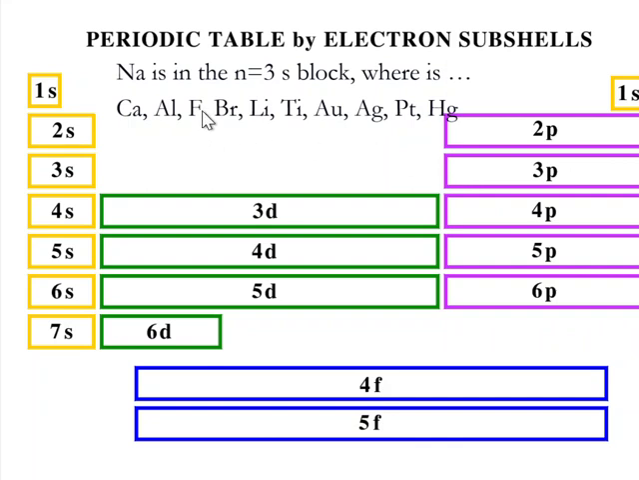How about fluorine? Where's fluorine at? If we look on the periodic chart of the elements, fluorine is located right up here in this top right-hand corner.